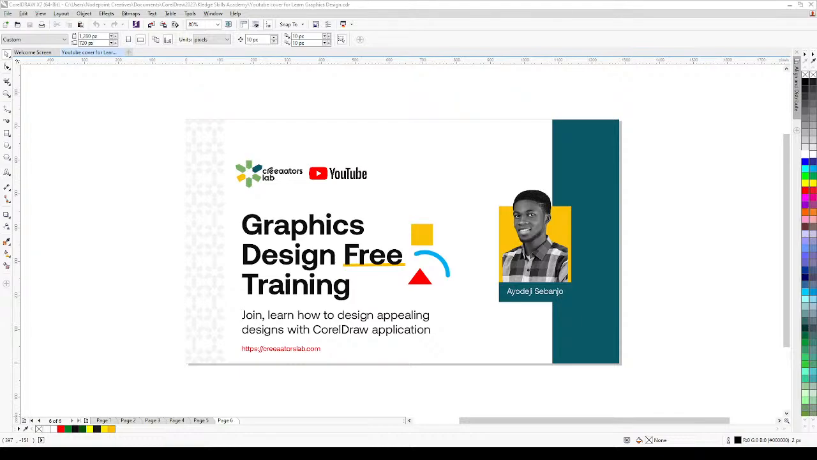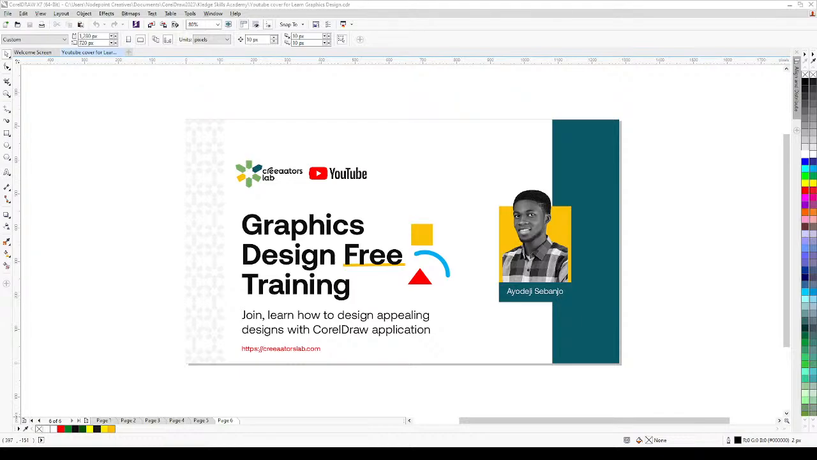Now we also have to look at the elements of graphic design. When we talk about elements, we are talking about the things that form up the field of graphic design. Some of them are colors, lines, shapes, size, space, texture, and text. These things make up graphic design.